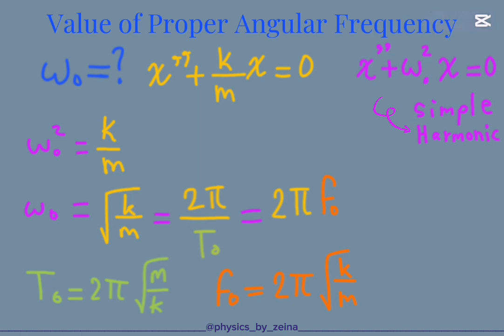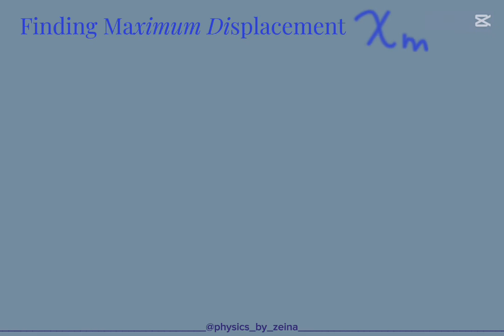So that you can deduce the proper period equals 2 pi square root of m over k, and the proper frequency 2 pi the square root of k over m, since they are inverse. Another thing you have to find is the maximum displacement, which is always positive.